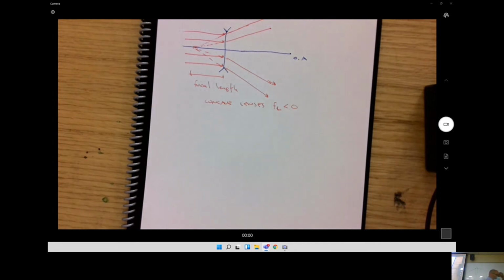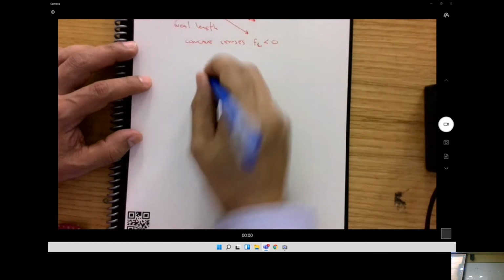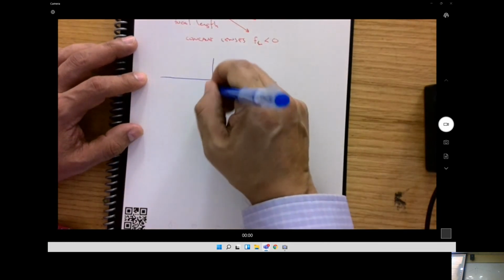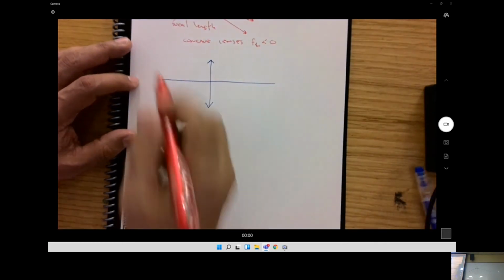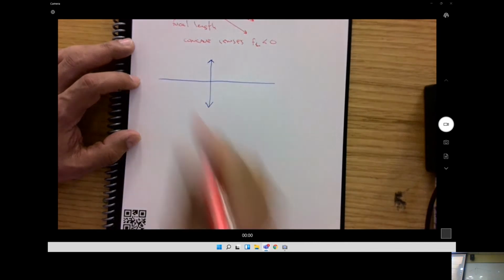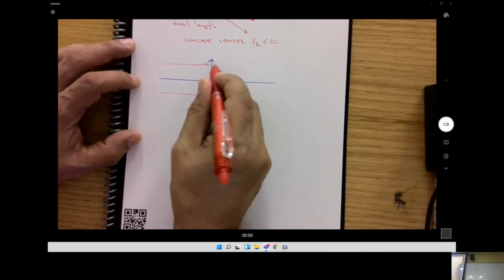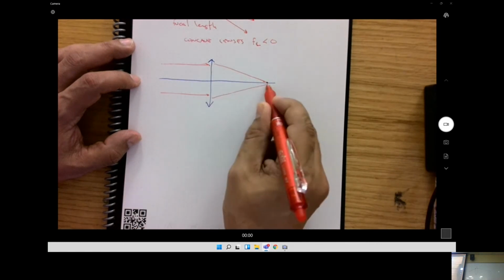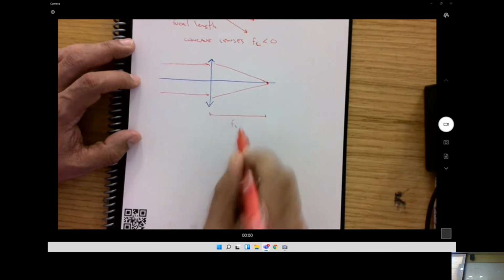Okay, now, if I have a biconvex lens and I have light coming from left to right, you can imagine that all the light is going to be focused on one single point. And that's going to be my focal length.